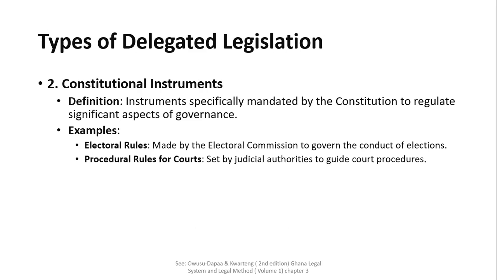We also have constitutional instruments, what you call the CI. Constitutional instruments are made by bodies or entities which are given direct mandate by the Constitution to regulate certain aspects of governance. A typical example we can cite is electoral rules, or rules which govern the conduct of elections in Ghana. The Constitution has given some powers to the Electoral Commission to issue regulations by way of constitutional instruments in order to govern the conduct of elections in Ghana.